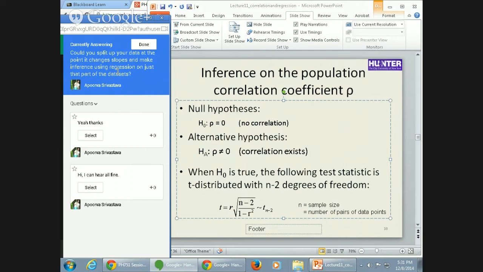In general, you could do something like that. You can subset your data and do different things on different subsets of your data. But it has to be pretty carefully justified.